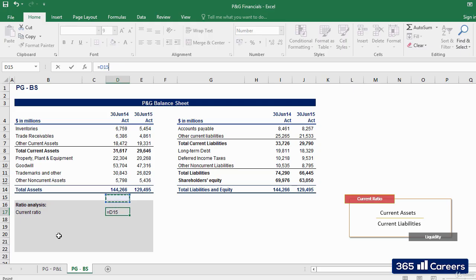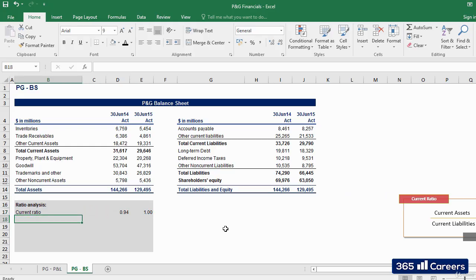The current ratio is given by current assets divided by current liabilities for the respective year. And the result is that P&G's current ratio in 2014 was 0.94, and precisely 1 in 2015. It is a bit low, but at the same time, the company's business is well established, and it has strong bargaining power when negotiating with suppliers and clients. This allows P&G to operate comfortably.